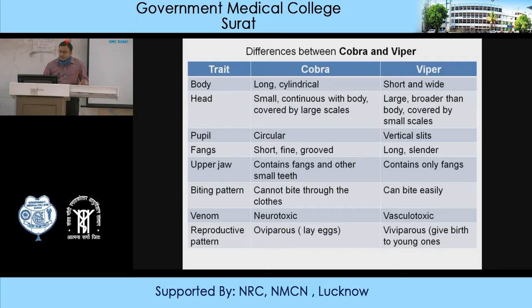The cobra's fang is short, fine, and grooved, meaning a fixed fang, while in the viper it is long and slender and folded, like this. Folded fang. The cobra's upper jaw contains fangs and other small teeth, while the viper contains only folded fangs, no small teeth. Biting pattern: the cobra cannot bite through cloth, the viper can bite easily. Venom: neurotoxic in the cobra, while in the viper the venom is vasculotoxic. Now reproductive pattern. The cobra is oviparous, meaning it lays eggs, while the viper is viviparous, giving birth to young ones.